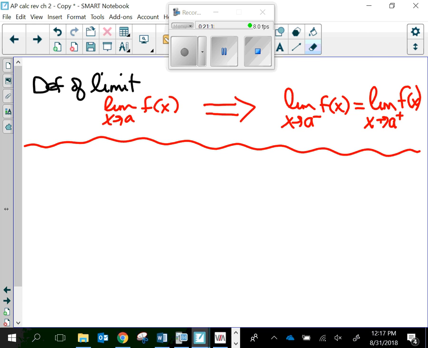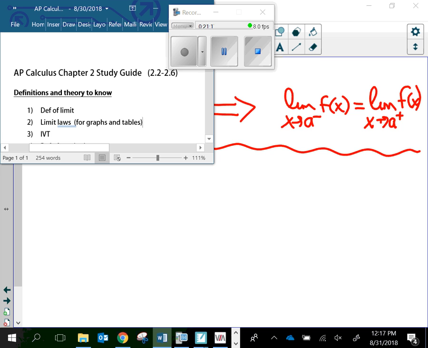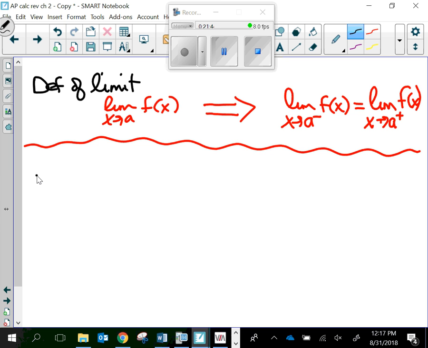What about the limit laws? We know the limit laws, right? The limit of the sum is the sum of the limits, all those. The only time you need those is when you're doing graphs or tables. You don't need to spread it all out like we did. That's wasting your time. That's called direct substitution. I'm not going to tell you whether to use your limit laws or not. Okay, what about the IVT?